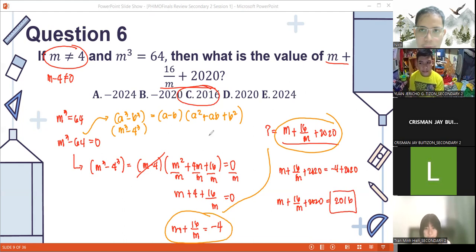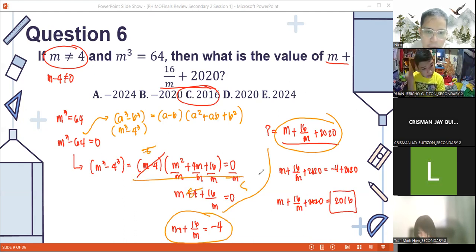Okay, very easy, right? But a bit difficult because of some conditions. You need to remember these conditions. If m is not equal to 4, then m minus 4 is not equal to 0. So you can just cancel it, right? Let's say, for example, this one's equal to 5, or divide everything by 5. So you can cancel it, right?